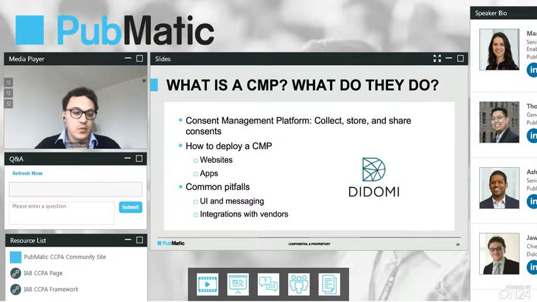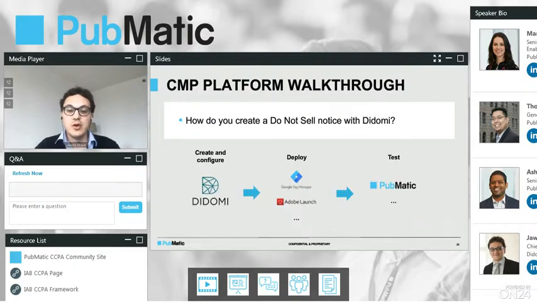And now I wanted to walk you through a typical CMP deployment for creating a do not sell notice that will be interacting with the CCPA framework and making sure that you are in compliance with CCPA. So I'm going to be sharing my screen to show you what a typical deployment looks like with a CMP like Didomi.